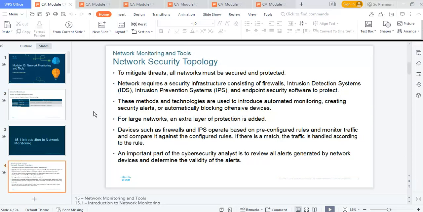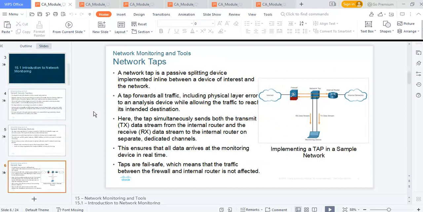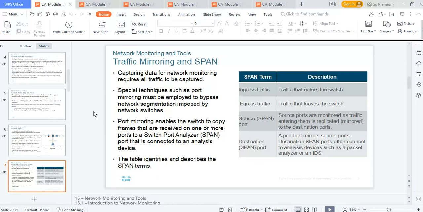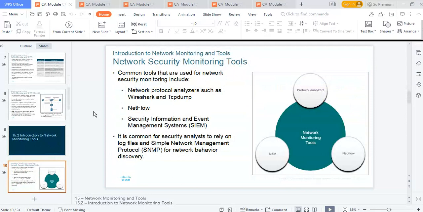So you have IDS, IPS. We've talked about that. They will help you mitigate and prevent attacks. Then network taps, traffic mirroring and SPAN. Trying to pick out what is very important and critical. Yes, we have security monitoring tools. You have Wireshark and tcpdump. You call them protocol analyzers.